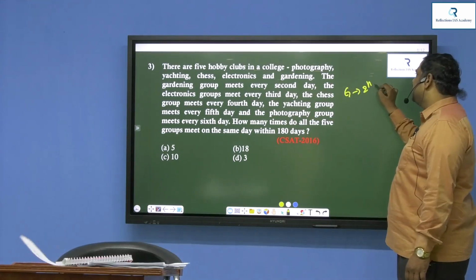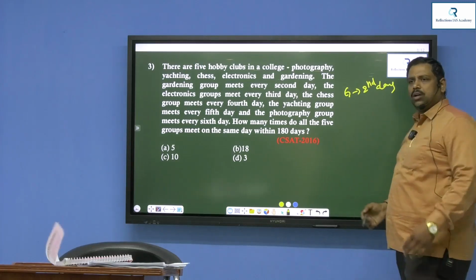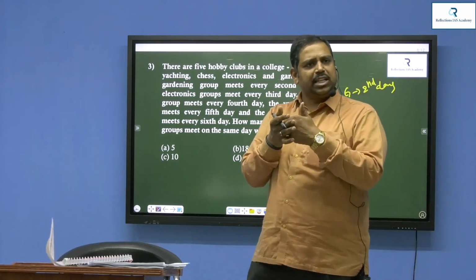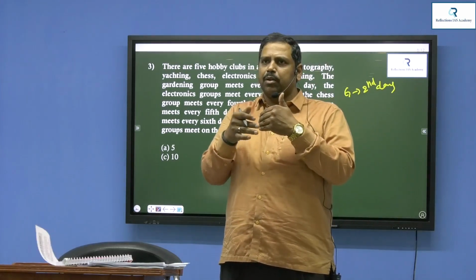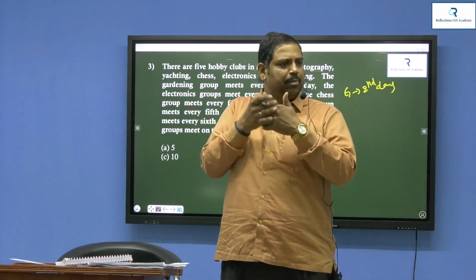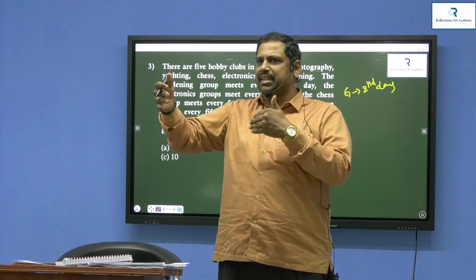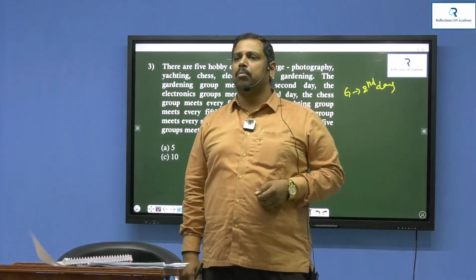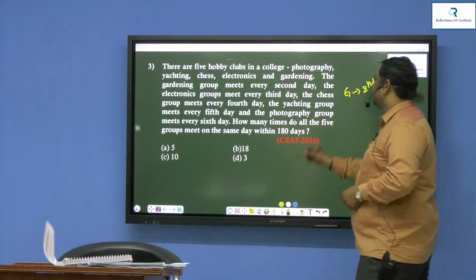Every second day means that today is the first day, tomorrow is the second day. The next meeting means the third day is the first day, the fourth day is the second day, right? They will meet on the 2nd day, 4th day, 6th day, and so on. That means they will meet on every multiple of 2. Next one.